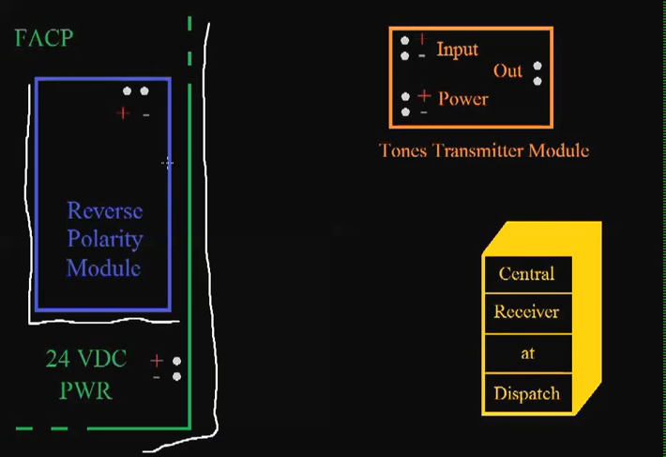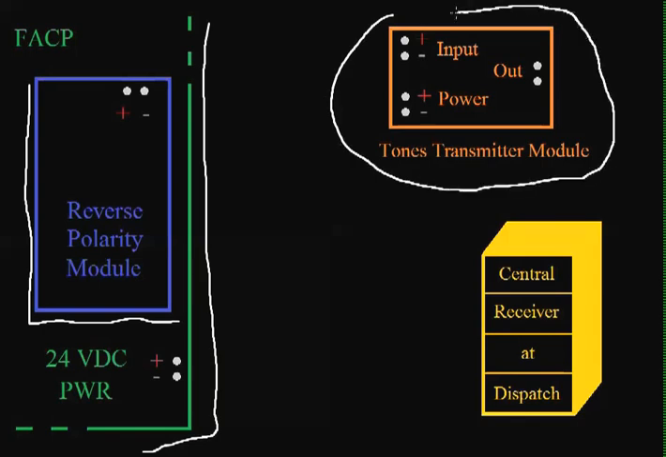Okay, so let's wire this up. This thing over here, this module in orange, is the tones transmitter module. The only company that I know of that makes this is Keltron, and that's a company you'll hear more about because they make radios, which is a newer technology and newer way of sending signals to the fire alarm monitoring station.